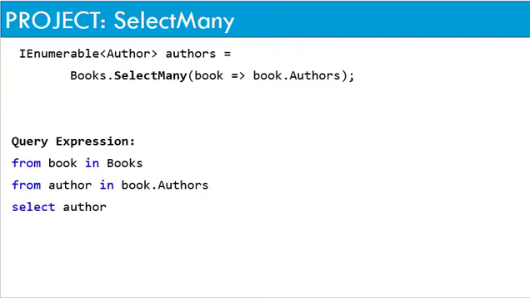If you were writing a query expression, you could have written two from clauses, one from clause for the books sequence and the other for authors sequence. Select many also provides an overload to pass index of the array as we have seen with the select operator.